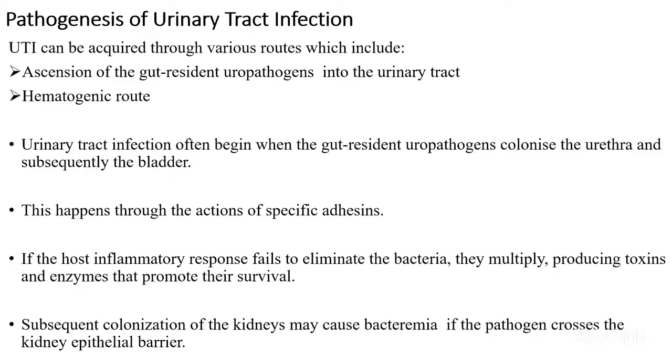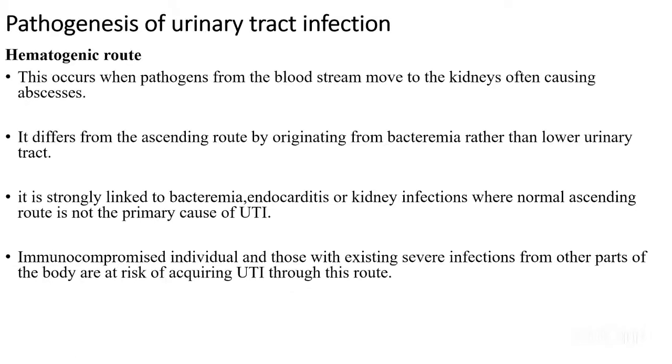Subsequent colonization of the kidneys may cause bacteremia if the bacteria ascend into the kidneys and cross the kidney epithelial barrier. We'll talk about the hematogenic route. It occurs when the pathogens from the bloodstream move to the kidneys, often causing abscesses. It differs from the ascending route by originating from the bacteremia rather than the lower urinary tract.